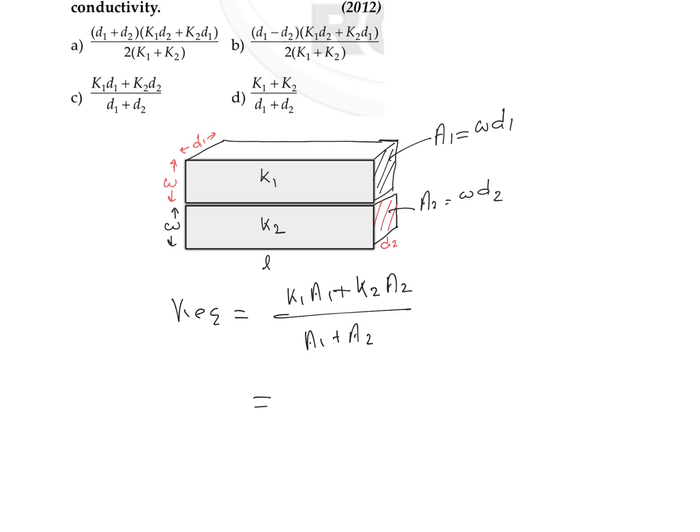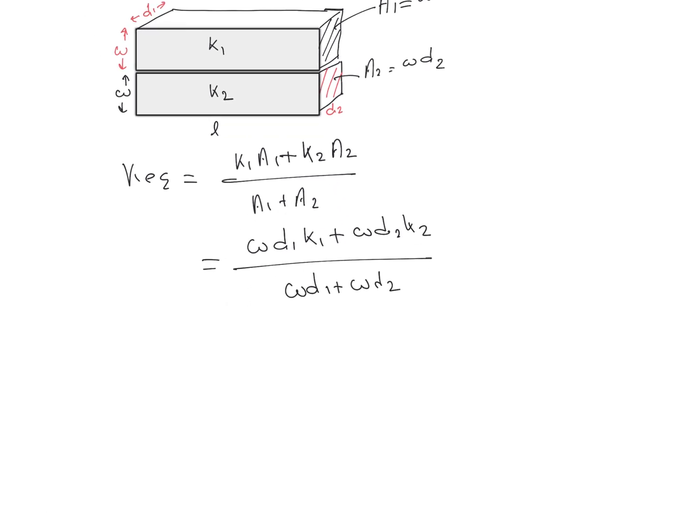So we can write A1 as W into D1, times K1, plus K2 times A2, which is W into D2, divided by A1 plus A2, which is W D1 plus W D2. Now we can take W as common and cancel it, and the remaining terms are D1 K1 plus D2 K2 divided by D1 plus D2.